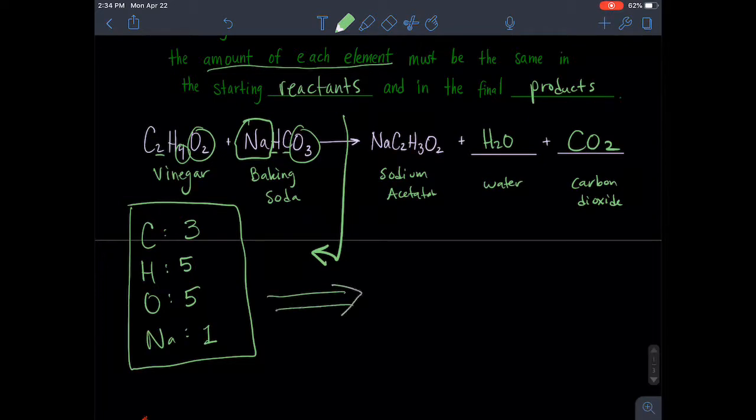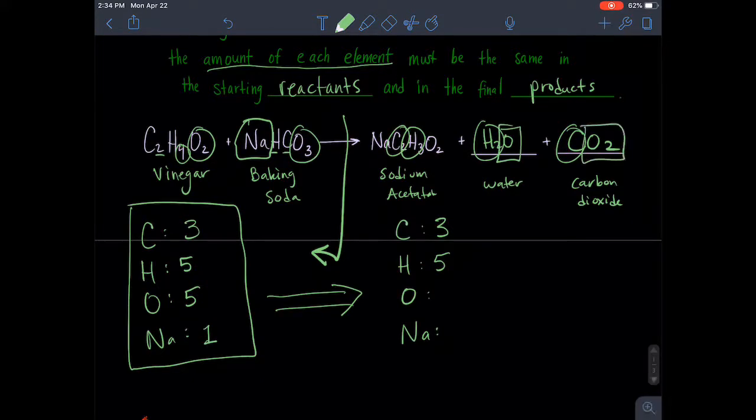All right, well, if I start with this many carbons, hydrogens, oxygens, and sodiums, then in the end, I should also have the exact same number. So let's count those up. We have carbons over here, hydrogens, oxygens, and sodium atoms. Carbons: we have 2 here, plus 1 would be 3 carbons. Hydrogens: we have 3 here, plus these 2 would be 5 hydrogens. Oxygen: we'd have 1 here, plus these 2 is 3, plus these 2 would be 5 oxygens, and then we're left with just this 1 sodium.